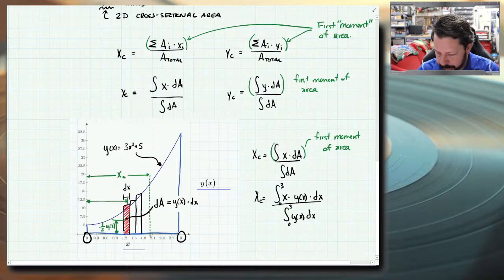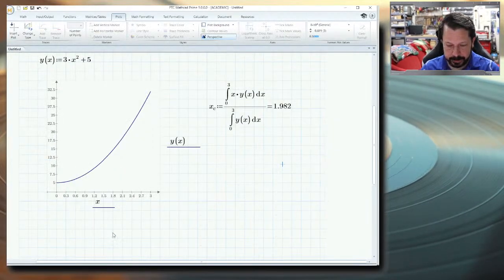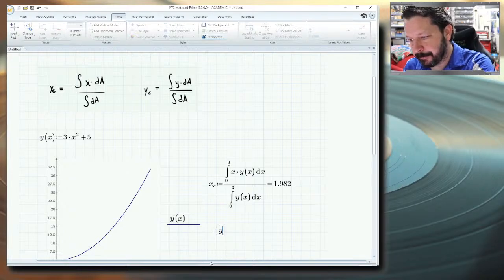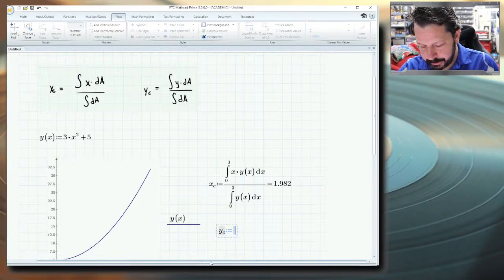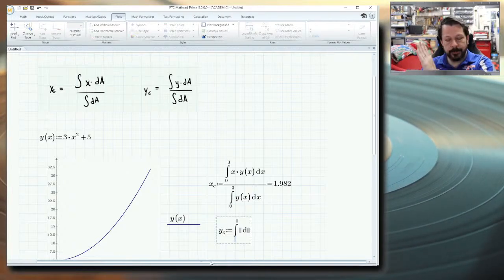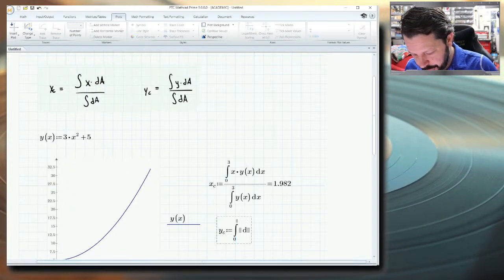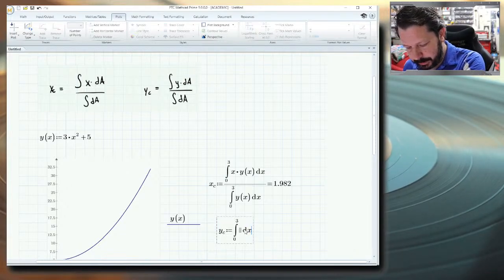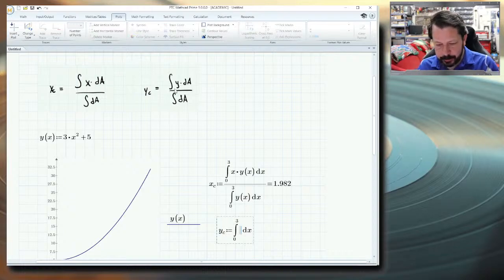So let's go back over to MathCAD. Again, I did paste our equations in here. Y sub c, I guess we can put it over here since I put this other one over here. Y sub c equals the integral. Again, we are still using these vertical strips, so we're still going to integrate from x equals 0 to x equals 3. We're still going to integrate dx. Whoops, I already had the d there. And then our numerator is y, not y of x, but y meaning the moment arm.